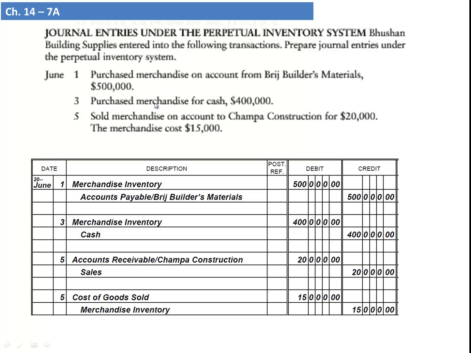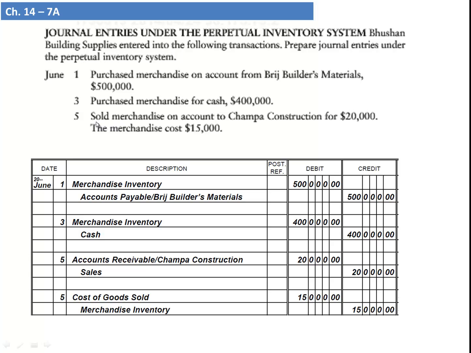Then we purchase some more merchandise for cash. So we debit merchandise inventory. Just in these 2 transactions, our merchandise inventory account has increased by $900,000, and that is reflected in the merchandise inventory account immediately. And then we credit cash for the $400,000 that we paid for it.